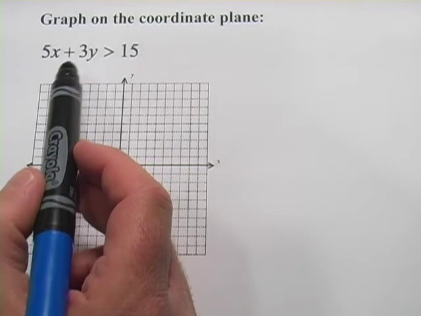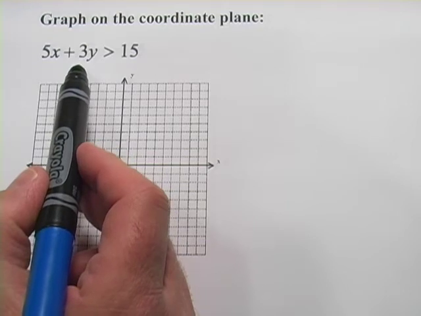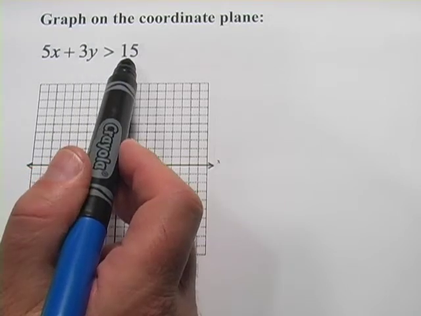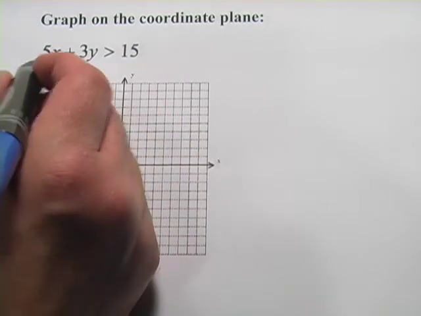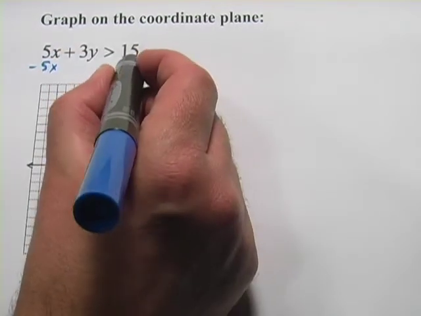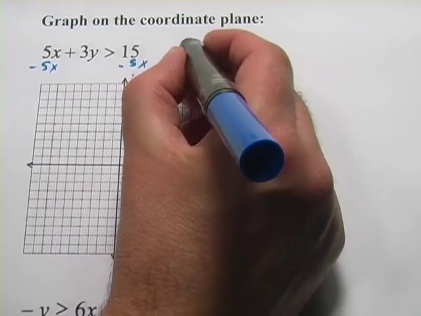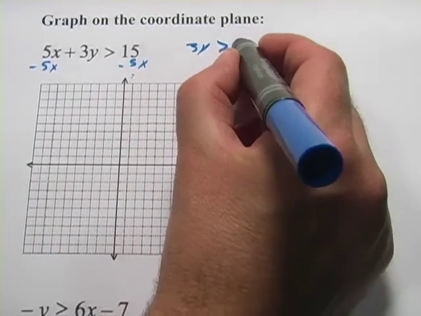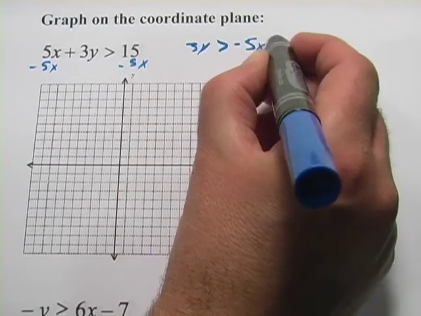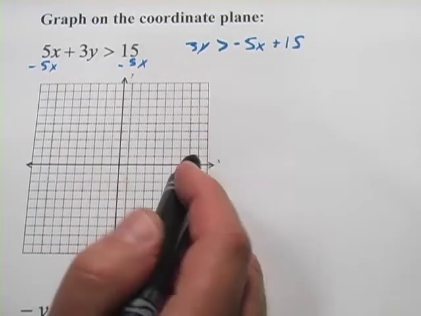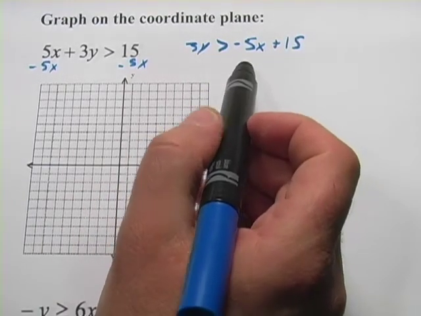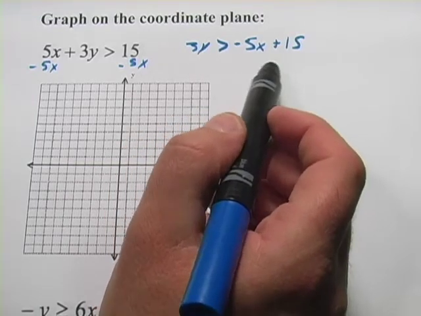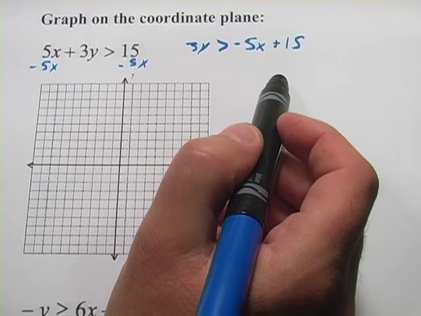So basically we're going to be solving for y, getting y alone on the left, and then the x term and the number term on the right. So to do that, the first thing I'm going to do is subtract 5x. And I'm going to write this as 3y is greater than, and I'm going to put the x term first, negative 5x plus 15. That's better than writing 15 minus 5x because it's closer to this y equals mx plus b form, which is going to give us the slope and the intercept.